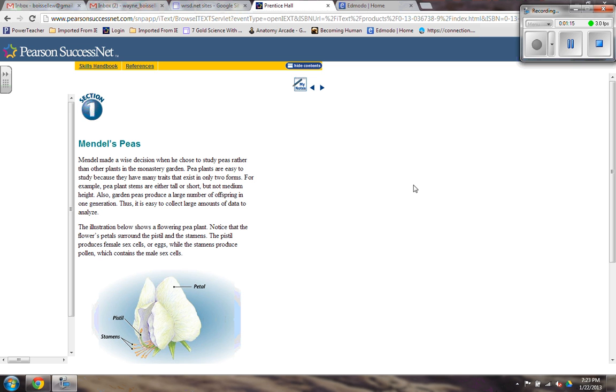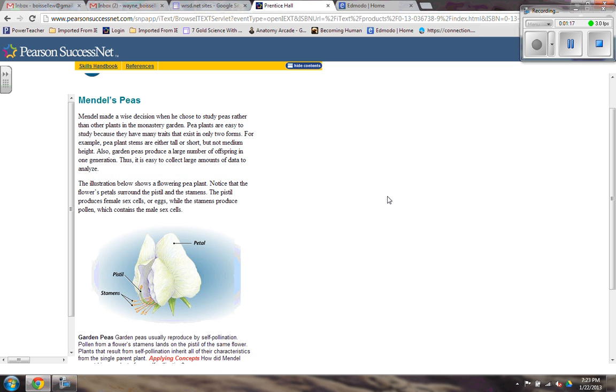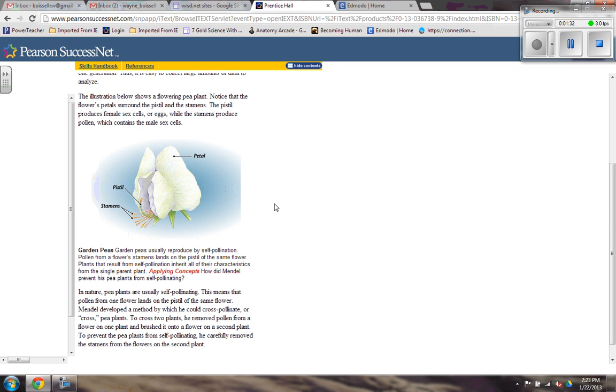The illustration below shows a flowering pea plant. Notice that the flower petals surround the pistil and the stamens. The pistil produces female sex cells or eggs, while the stamens produce pollen, which contain the male sex cells. I'll read what it says under here.